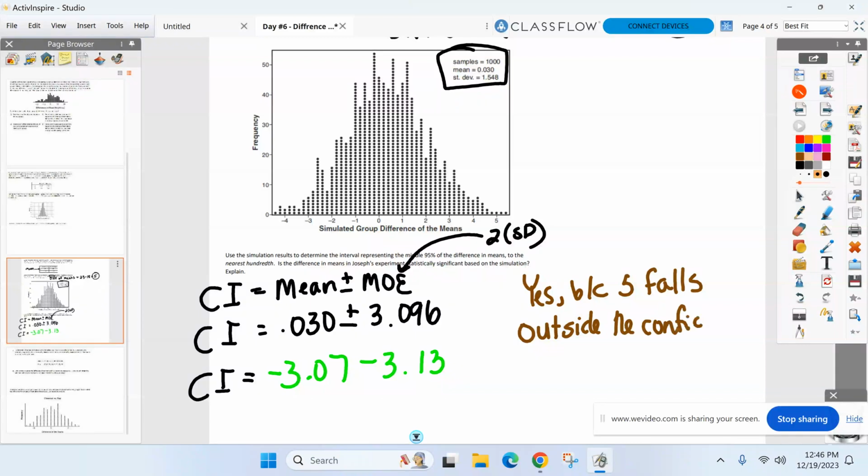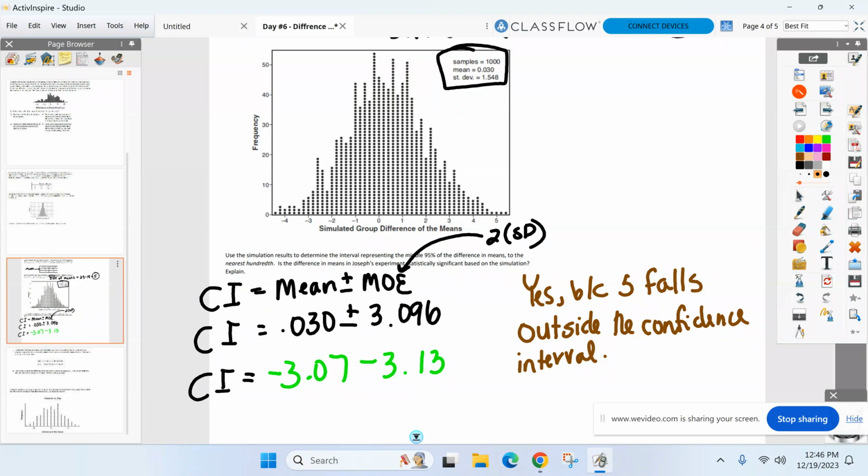And that's how all these are going to get done today. Is our number inside? If it is, it's not significant, because it just happened by random chance. It's like the rest of them. But if it falls outside, oh, that's special. That is a special one. It is significant outside the confidence interval. So it is significant, that 5, and we can conclude that we probably got better grades because of the sniff test.